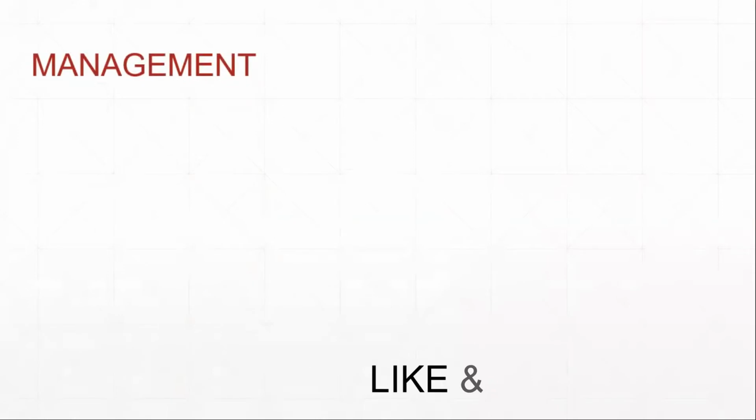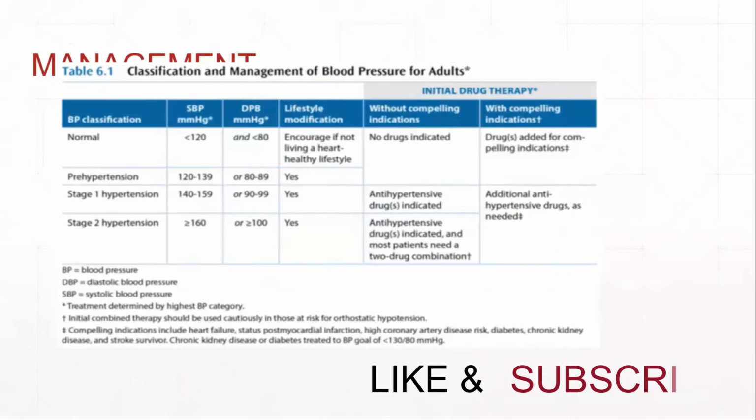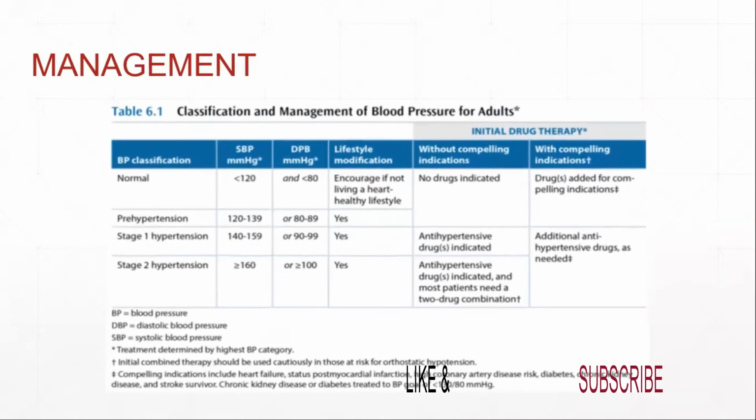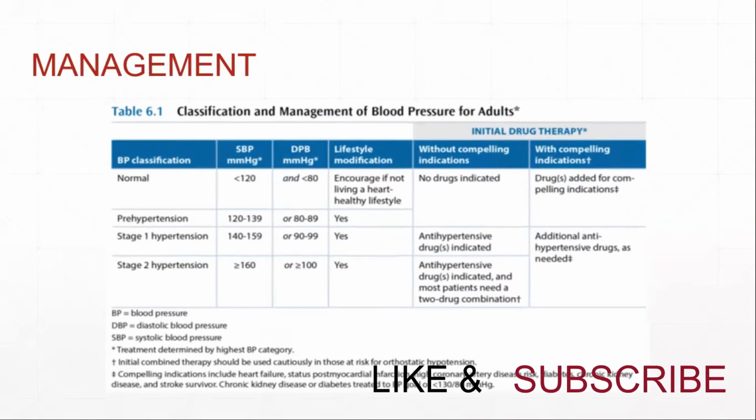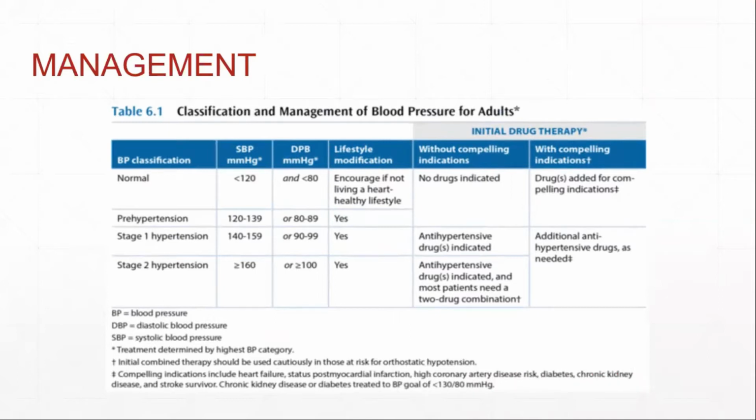Management based on classification. In this picture, what we see is the steps that can be put in place to manage your blood pressure based on its classification. Firstly, normal blood pressure is a systolic of less than 120 and a diastolic less than 80. Pre-hypertension is a systolic between 120 and 139 and a diastolic of 80 to 89.